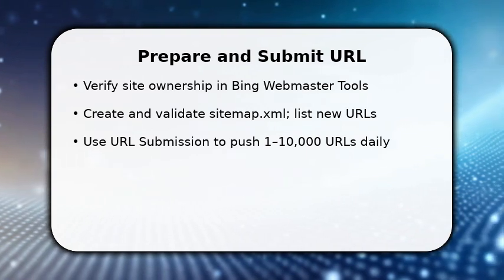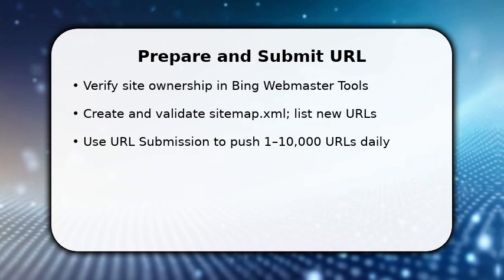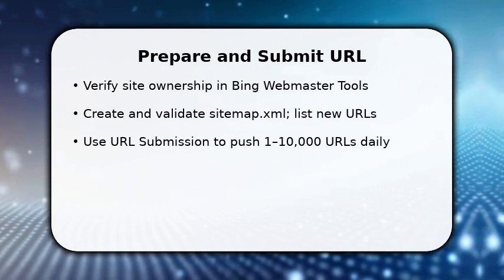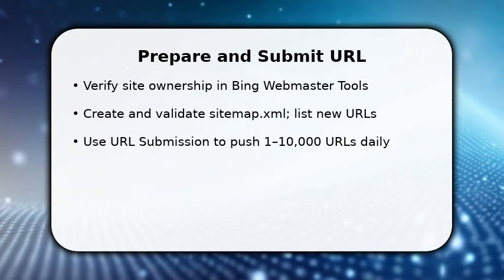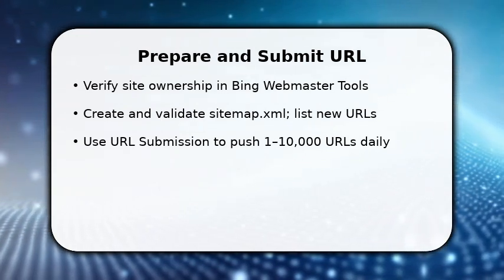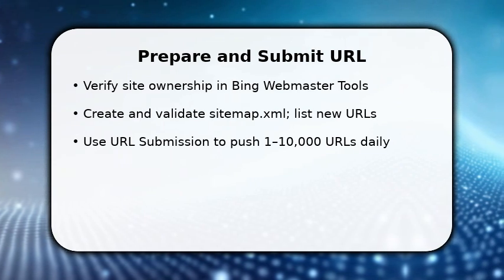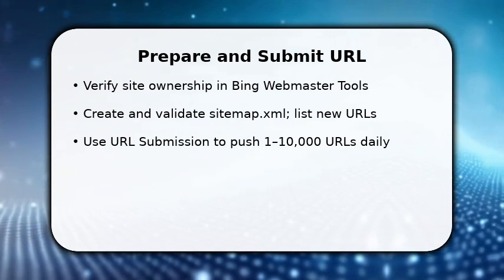You start by proving ownership in Bing Webmaster Tools so Bing trusts you. That's essential. Once you've added your site, upload or confirm sitemap.XML so crawlers know the URL structure. Now submit the specific URL or batch using the URL submission API or the Webmaster interface. This forces a crawl sooner.